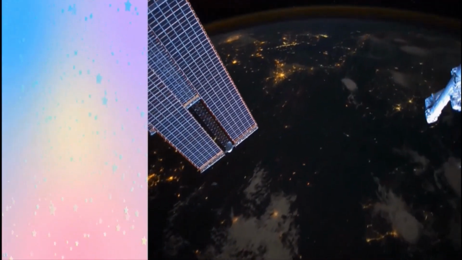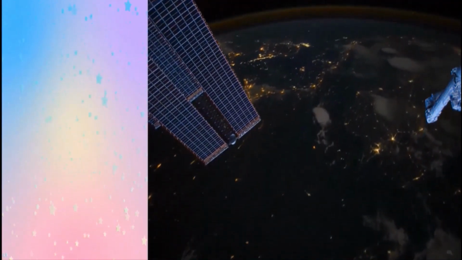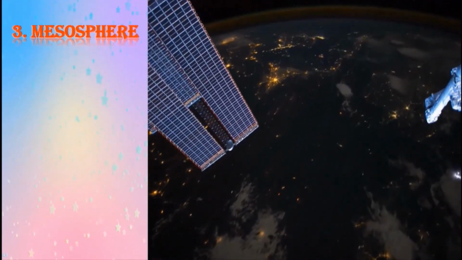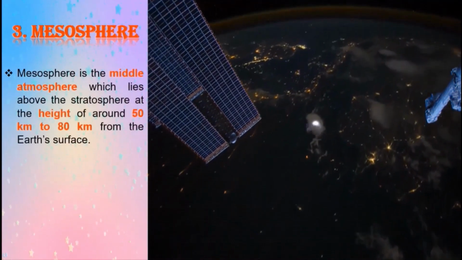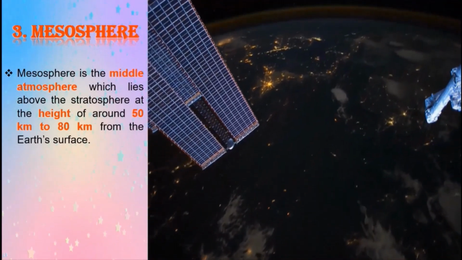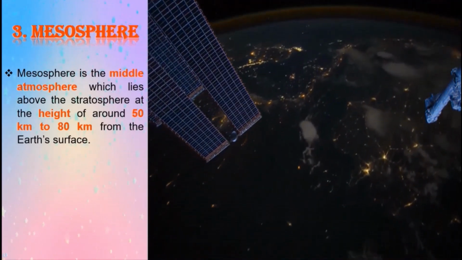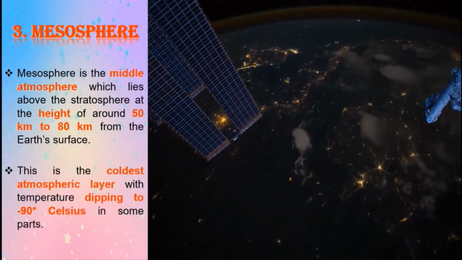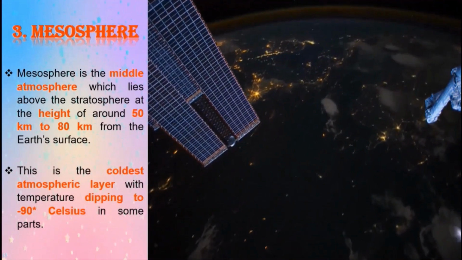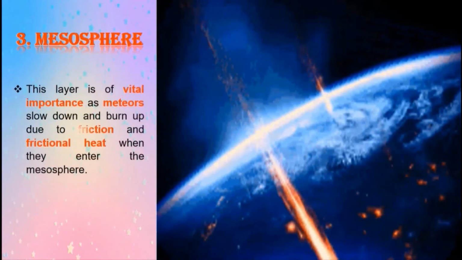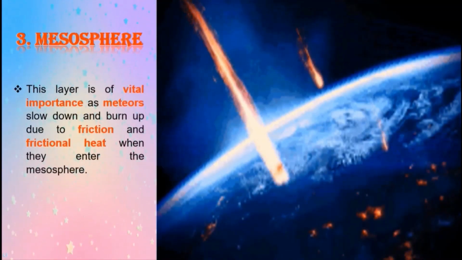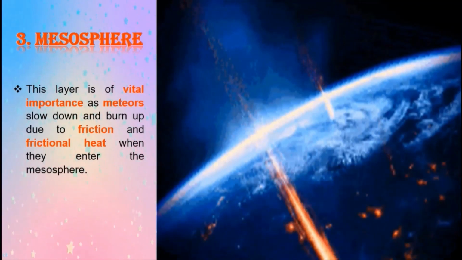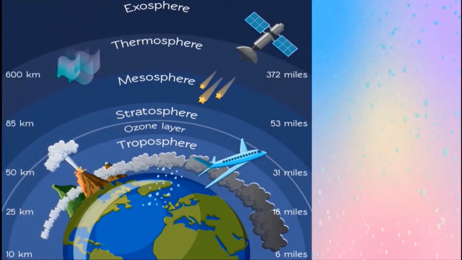Now let's journey on to the third layer of the atmosphere, that is the mesosphere. Meso means middle. Therefore, the mesosphere is the middle atmosphere which lies above the stratosphere at a height of around 50 to 80 kilometers from the Earth's surface. It is the coldest atmospheric layer with temperature dipping to minus 90 degrees Celsius in some parts. This layer is of vital importance as meteors slow down and burn up due to friction and frictional heat when they enter the mesosphere. So let's now proceed to the fourth layer of the atmosphere, that is the thermosphere.